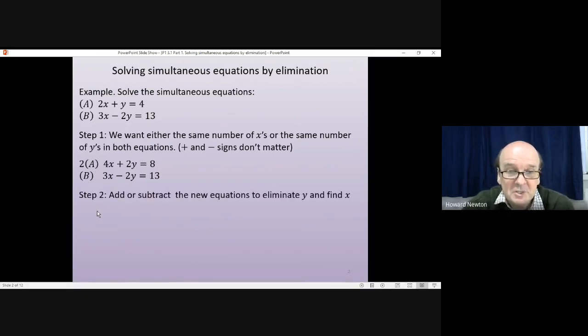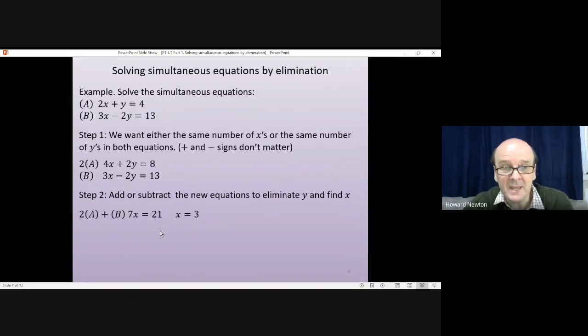And when we add the 2 equations together, 2A plus B, we get 4x plus 3x, which is 7x. The y's cancel each other out, which is why we've done it. We've eliminated the y's, and 8 plus 13 gives us 21. Dividing by 7 gives us x equals 3.